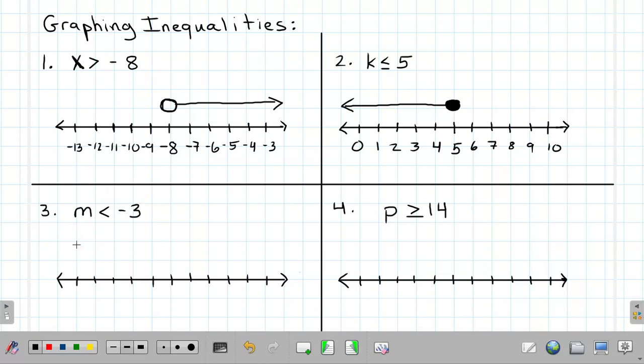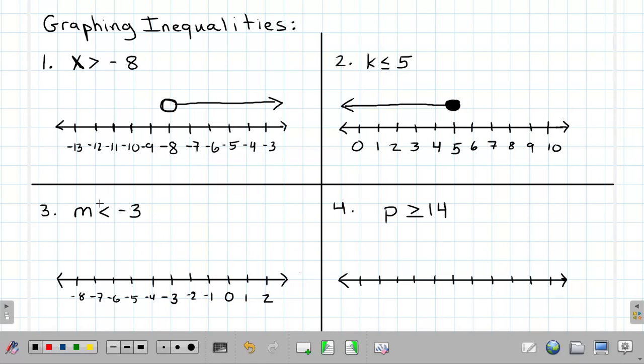So if we look at number 3, variable in this case is m, and we have m is less than -3. So once again, very first thing you should do here is right in the middle, let's put a -3, because that's where we are on the number line. That's where we're looking. So to the right, we have -2, -1, 0, 1, 2, and so on. And to the left, we have -4, -5, -6, -7, -8, and so on.